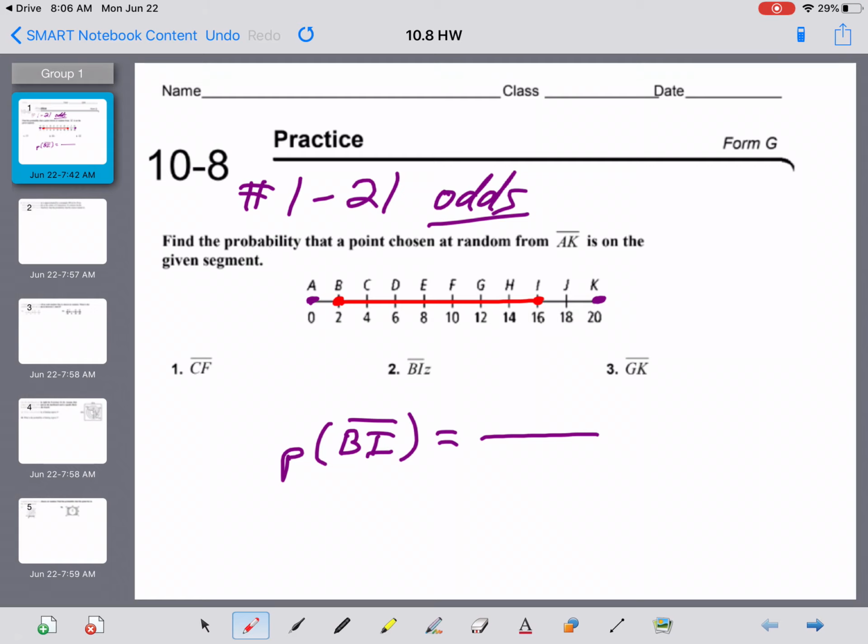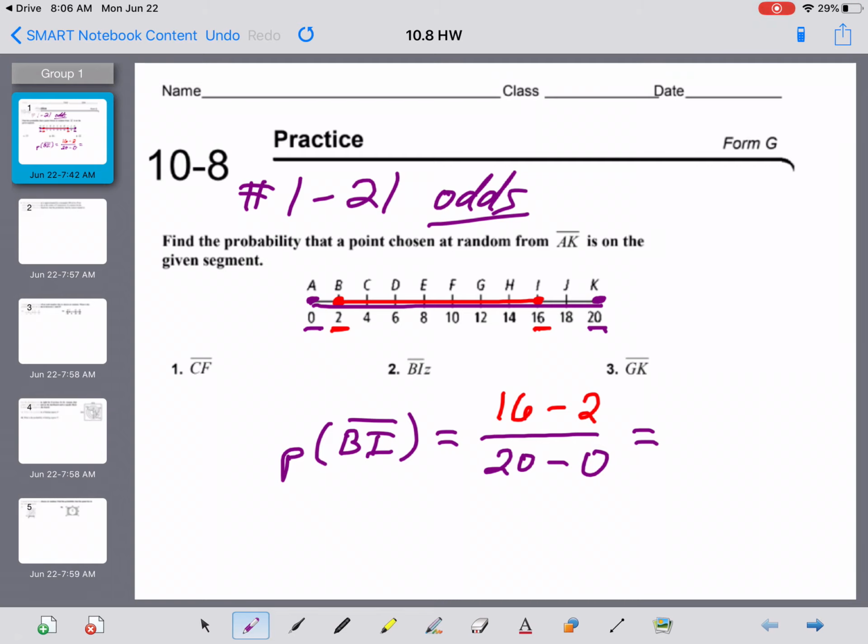So to find the length of BI, what we're going to do is just take the coordinate of the endpoint, which is 16, minus the coordinate of the starting point, which is 2. Now, you could probably do that in your head, but I'm going to go ahead and write it out here. So 16 minus 2, that'll give us the length of BI. Down in the denominator, it's the total length. And we know that a point is going to be chosen somewhere here between A and K. So again, if I wanted to find the length of AK, I would take its endpoint coordinate, which is 20, and subtract its starting point coordinate, which is 0. Now, obviously, these ones are pretty quick and easy, and you could have done this in your head, but I just want to show you how to handle this in case it gets a little more complicated in the future.